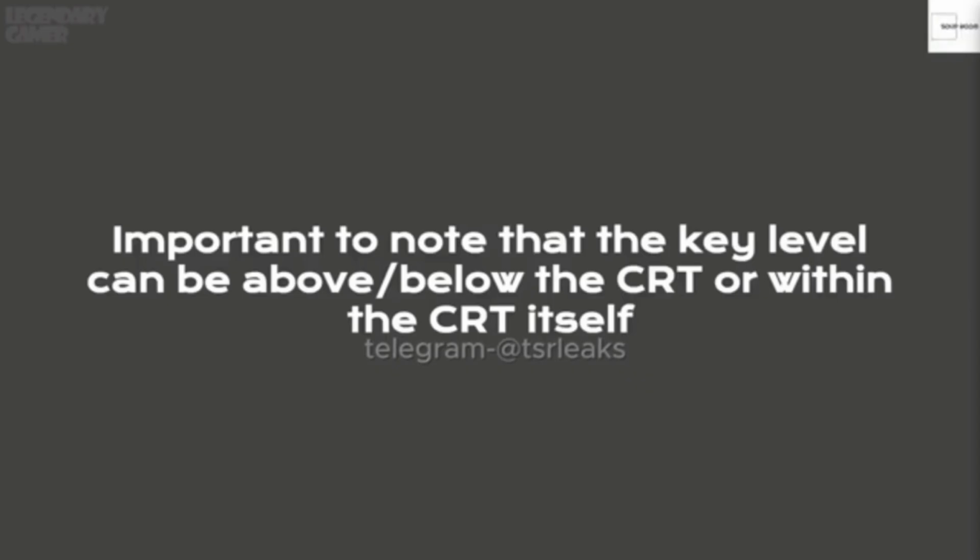It is important to note that the key level can be above or below the CRT or within the CRT itself, right? I explained this at the beginning of the slideshow of this lecture, and I will repeat it once more. The key level can be above or below or within the CRT itself, and the probability does not change. They are both high probability.